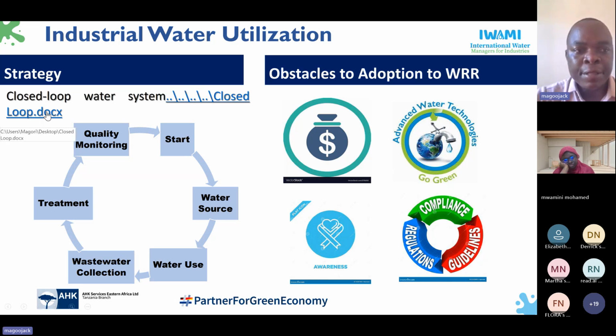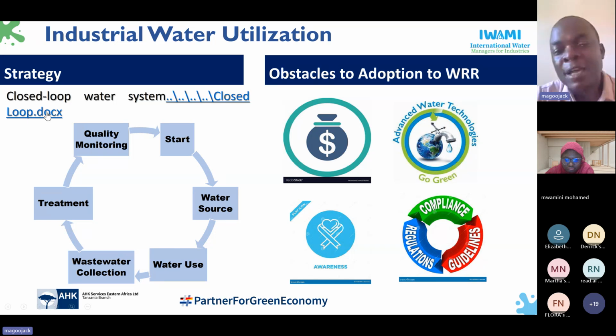I can open another document here that shows the flows of a closed loop water system. Okay, here we can have closed loop water systems as well as open loop water systems. Most of our industries in Tanzania have adopted the open loop water system. In an open loop water system, the water that has been put into use within the industry has no recycling or reuse. So all the water, once it is turned into waste, just gets discharged into the environment.